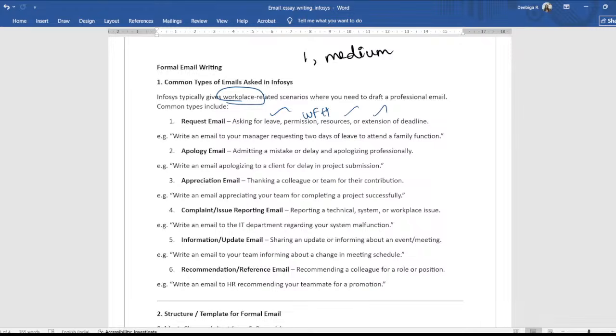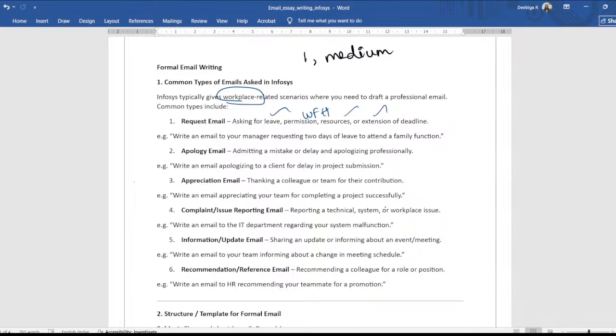An appreciation mail for a colleague or the team for their contribution. Trust me, all of these mails exist. In corporate, you will write these mails. Or a complaint or issue reporting email. For example, they've issued you a laptop and there is some issue with it, and you want to raise the issue to the IT department, so you will be writing a complaint or an issue mail. You might also share an update, or write a recommendation or reference mail.